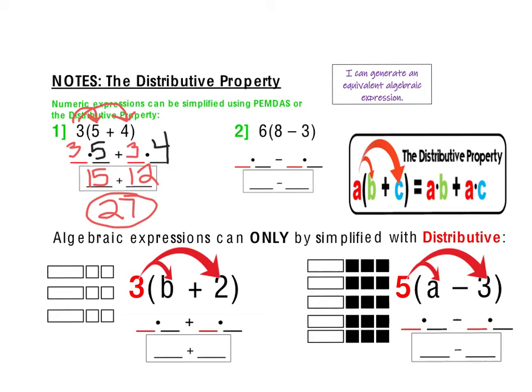Okay, now here we're going to do the distributive property again. So we're going to multiply 6 with both the numbers on the inside. So we have 6 times 8. But this time we have minus, so we're going to copy the minus. And then we're going to do it again. We're going to do 6 times 3.